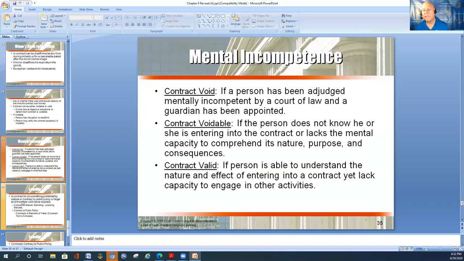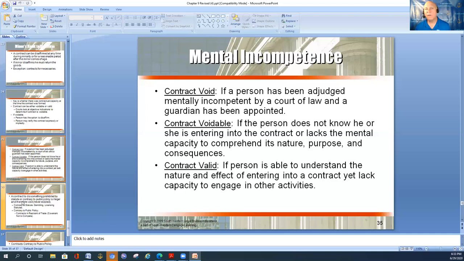If a contract is entered into with a person who has been declared by a judge to be mentally incompetent, that contract's void. When a judge declares someone mentally incompetent, they take away all their rights to enter into a contract. They can't do it anymore. So any contract that they enter into, even if it's a fair contract, even if it's a beneficial contract, it's void, period. They don't have the power anymore to enter into that agreement.